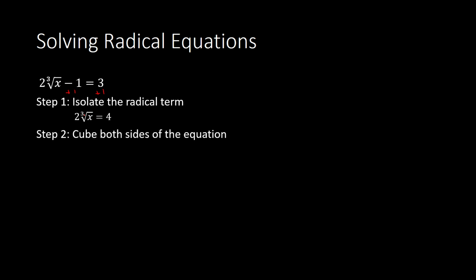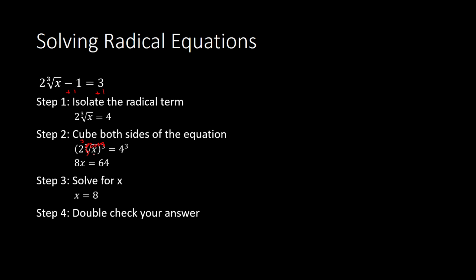In this case, we have a cube root, so we are going to cube both sides. Because when you cube both sides, the cube and the cube root will cancel each other, and the cube also goes with the 2 as well. So it goes with the 2 and the cube root of x. So what we have is 2 cubed, which is 8 times x, equals 4 cubed, which is 64. And then you can do step 3, which is solving. Divide both sides by 8. You get x equals 8.